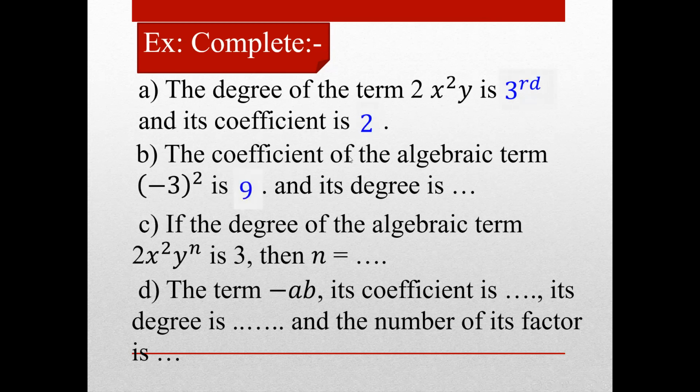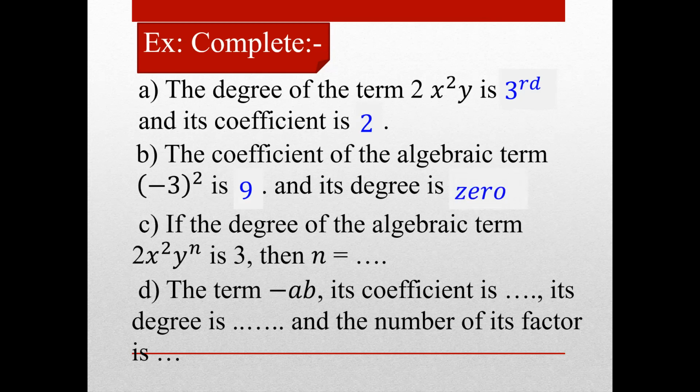Next one, the coefficient of the algebraic term negative 3 power 2 is what? The coefficient, the numerical factor, negative 3 power 2 equals 9. So the coefficient will equal 9. And its degree, we know the degree is the sum of powers of the algebraic factors, but here we don't have any algebraic factors. So the degree will be 0 degree.